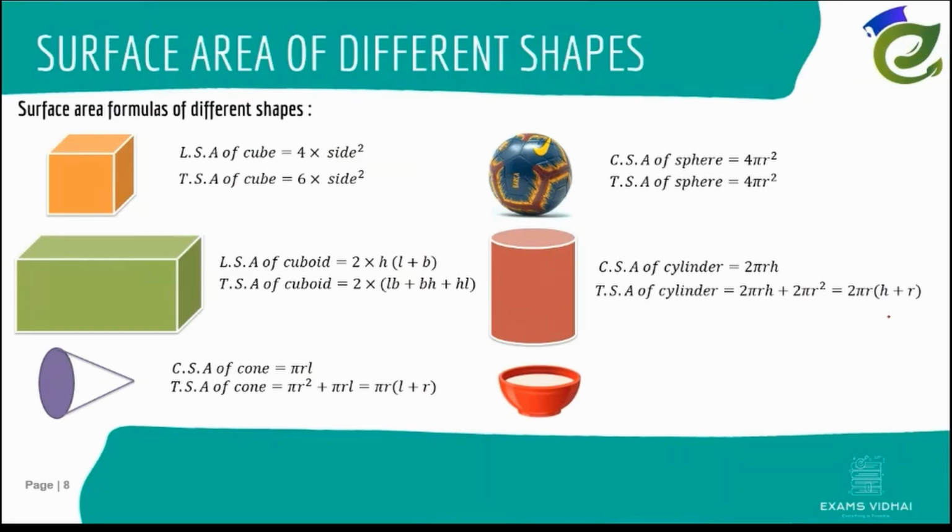Now let's see the hemisphere. The hemisphere's curved surface area is 2 pi r square, and the total surface area is 3 pi r square. The curved surface area is the curved part, that is 2 pi r square, which is half of the sphere, whereas the total surface area includes the base. So 2 pi r square plus pi r square, that is the area of the base, total 3 pi r square.